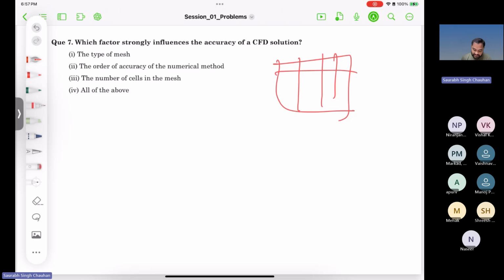spatial discretization, right? This is your computational domain, and you discretize it, and what you get is the mesh. Second option says the order of accuracy of a numerical model. Third option says the number of cells in the mesh, and last option says all of the above.